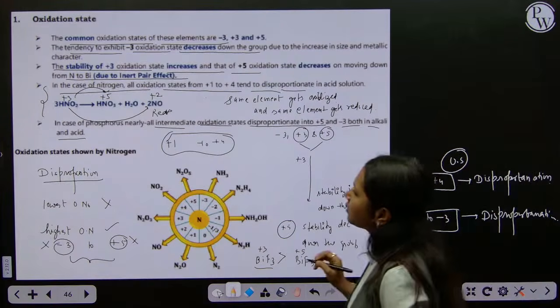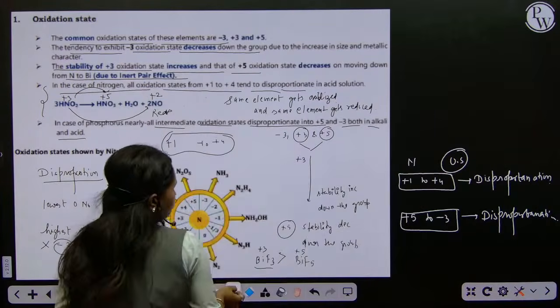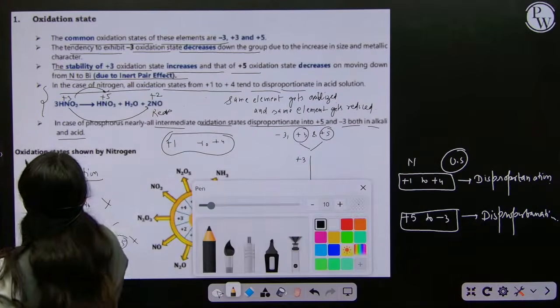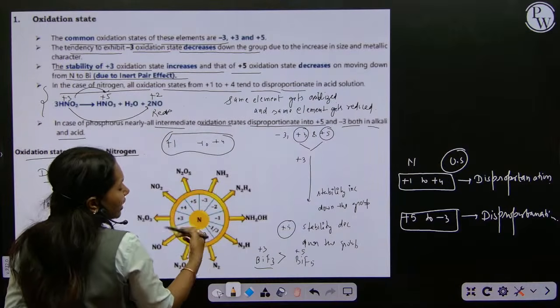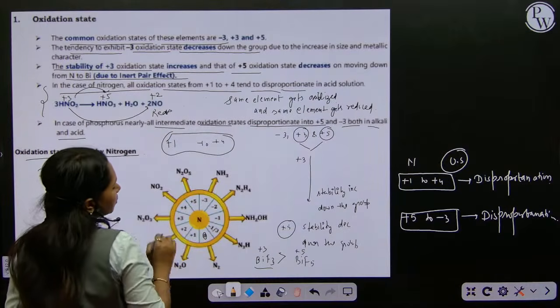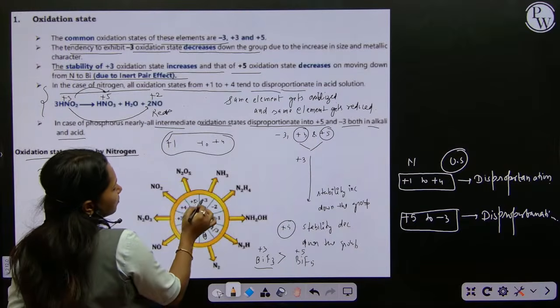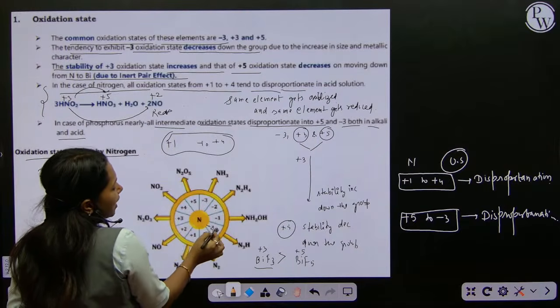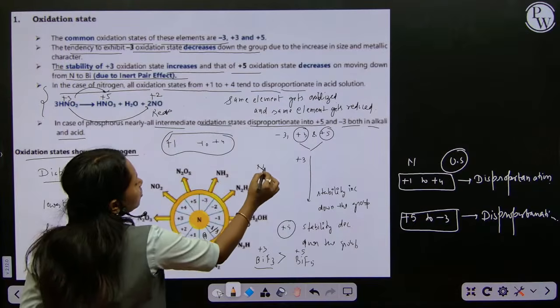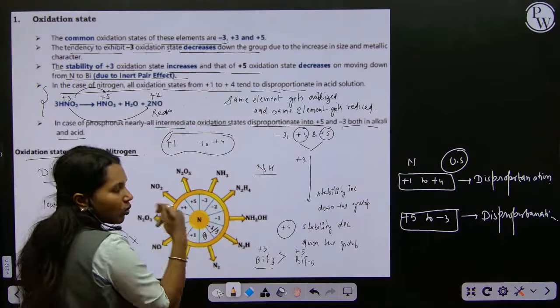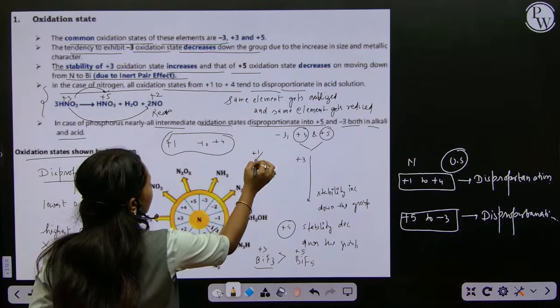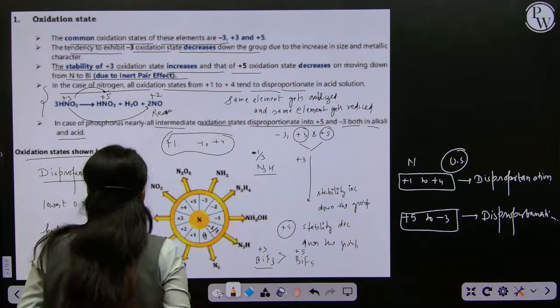Then the oxidation states shown by nitrogen. Nitrogen shows all kinds of oxidation numbers: plus 2, plus 3, plus 4, plus 5, minus 3, minus 2, minus 1, and even fractional. So they can ask you in the exam, this is the element, what is the oxidation number here? So it is minus 1 by 3, right?